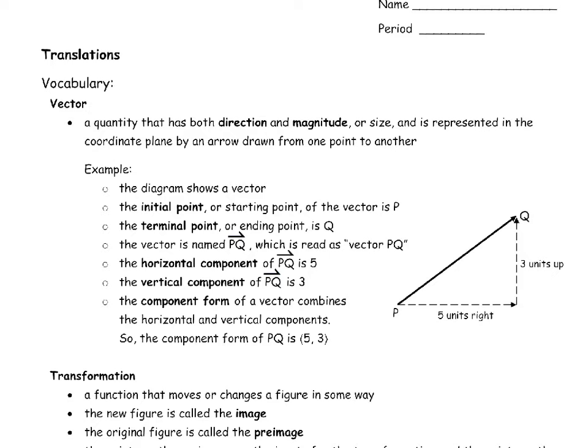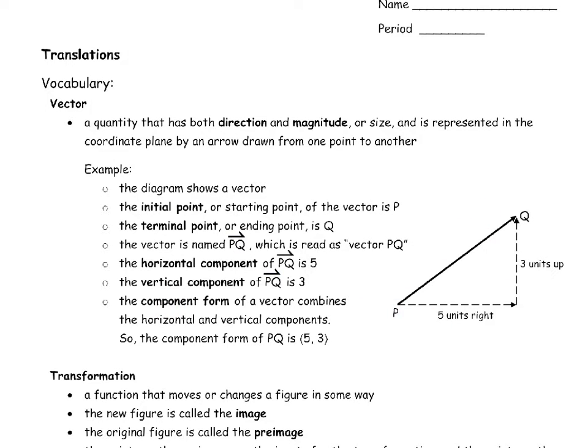A vector is a quantity that has both direction and magnitude. Those of you who are Despicable Me fans may remember this. Or size, and is represented in the coordinate plane by an arrow drawn from one point to another.